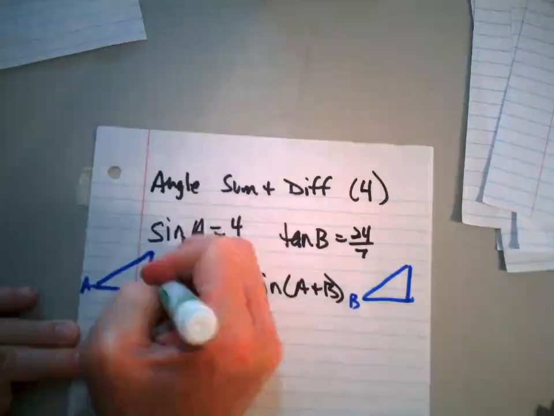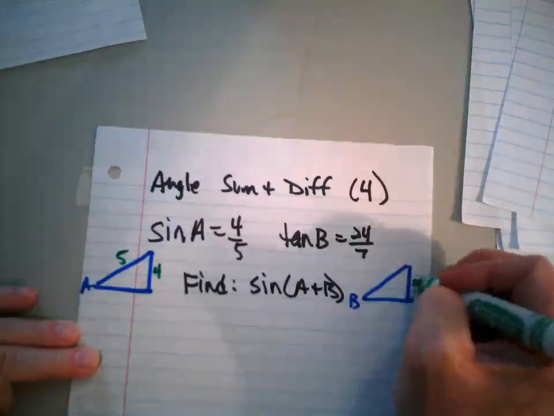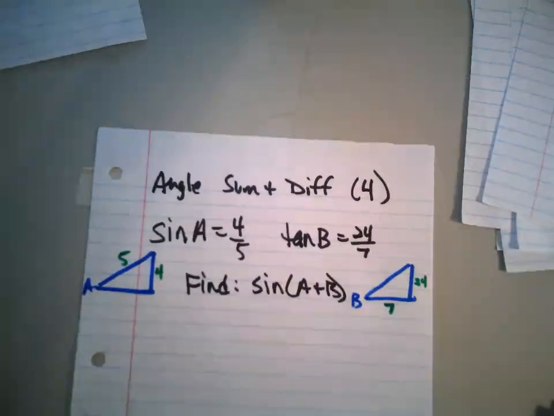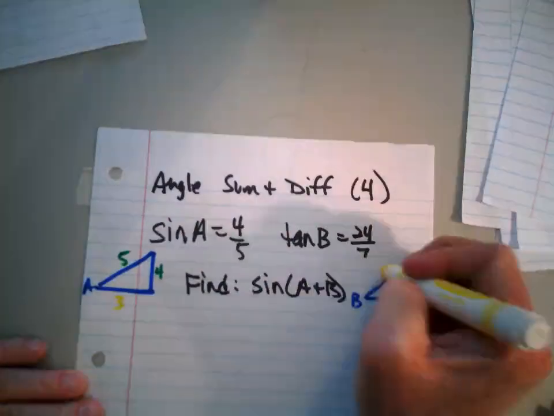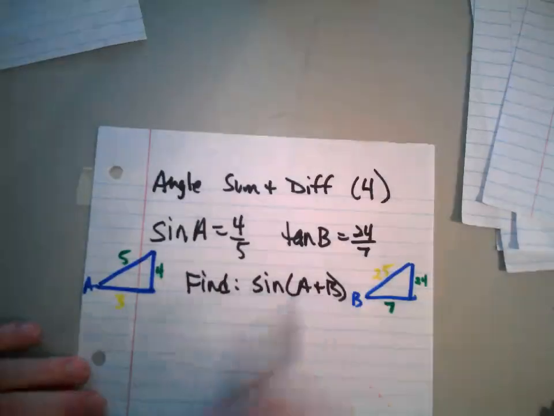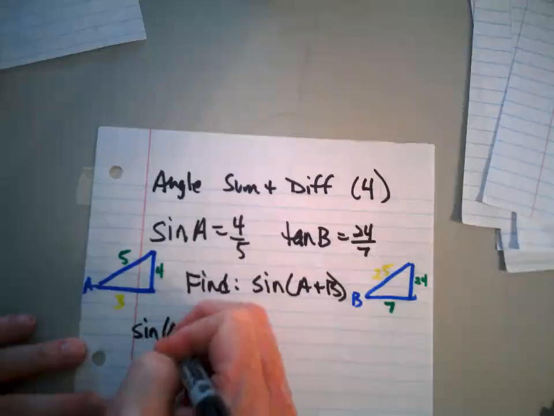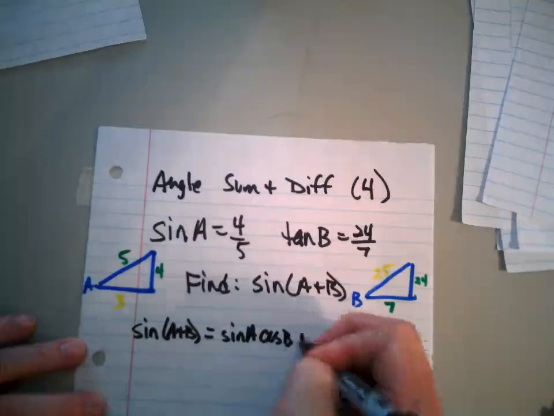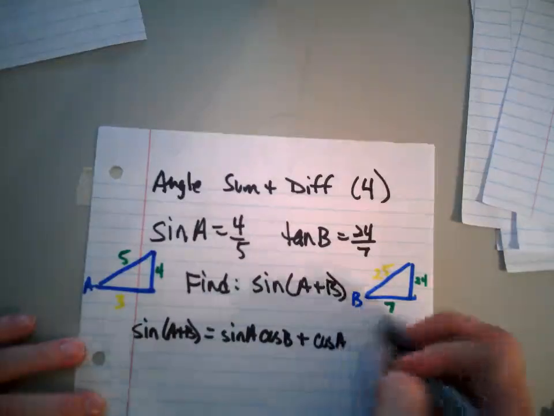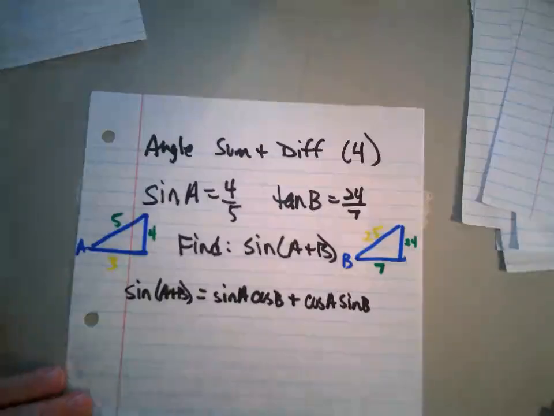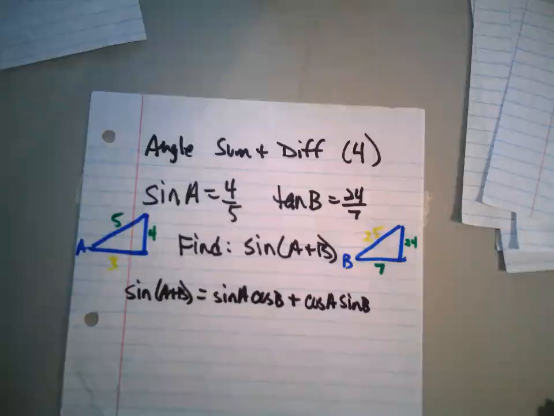Sine of A is 4 over 5. The tangent of B is 24 over 7. Now these are both Pythagorean triples. This will have a 3 here. You get a 25 over there. So the sine formula, sine of A plus B, is the sine of A cosine of B plus cosine of A sine of B. And for the most part, we should be able to put this into a calculator to come up with the value. But I'll write it all out before we put it into the calculator.